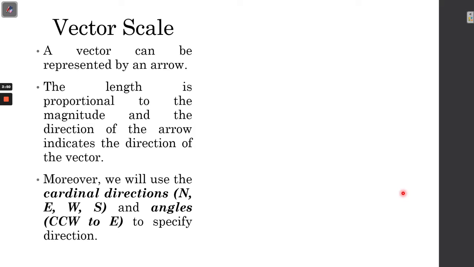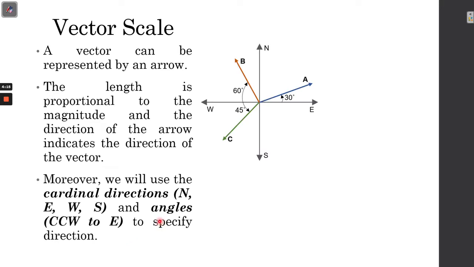Moreover, in this class for our Physics 1, we will be using two ways to denote the direction of the arrow. We'll be using the cardinal directions, the north, east, west, and south, and also we'll be using angles, counterclockwise from east, meaning counterclockwise from the east line to a specified direction. What do we mean by that? So here is an example of the cardinal directions, north, east, west, and south. We have vectors A, B, and C. Vector A is 30 degrees north of east.